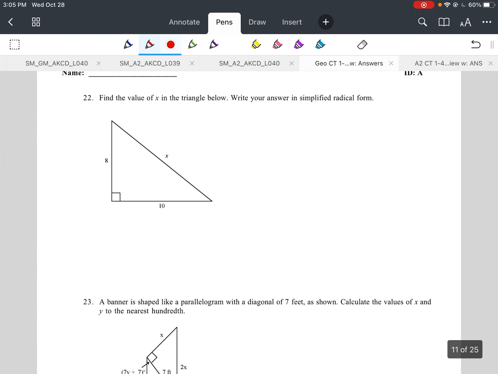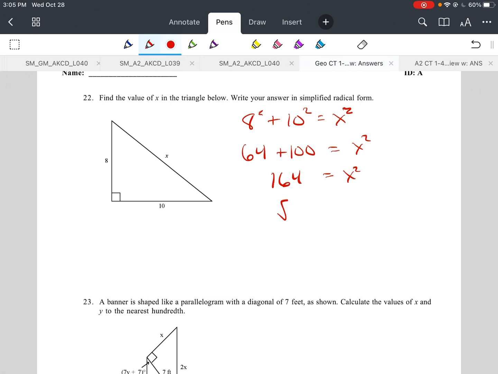Find the value of x in the triangle below. Write it in simplified radical form. So this would be 8 squared plus 10 squared equals x squared. This is 64 plus 100 equals x squared. 164 equals x squared, and I'll take the square root of 164 equals x.